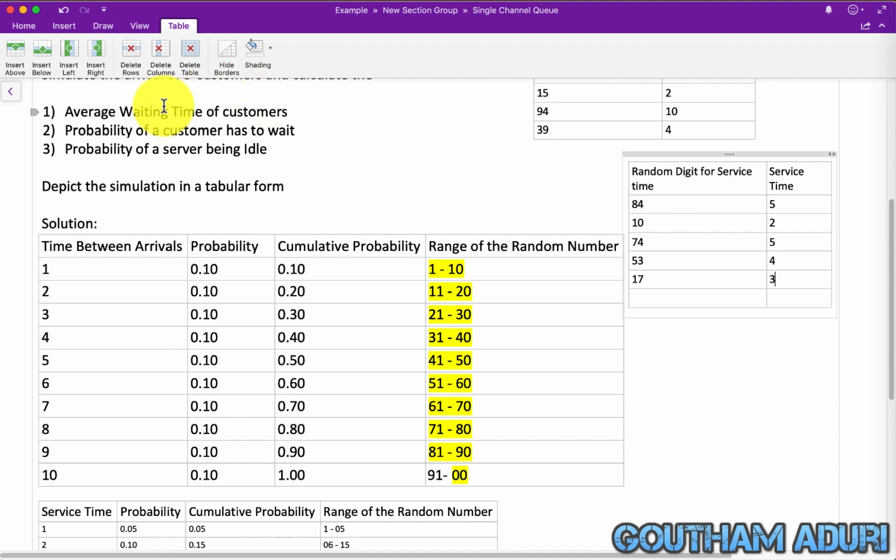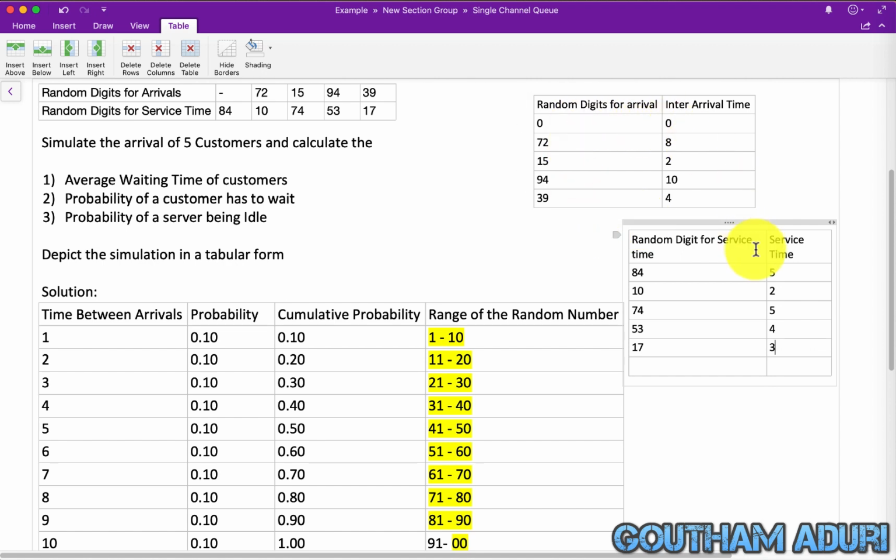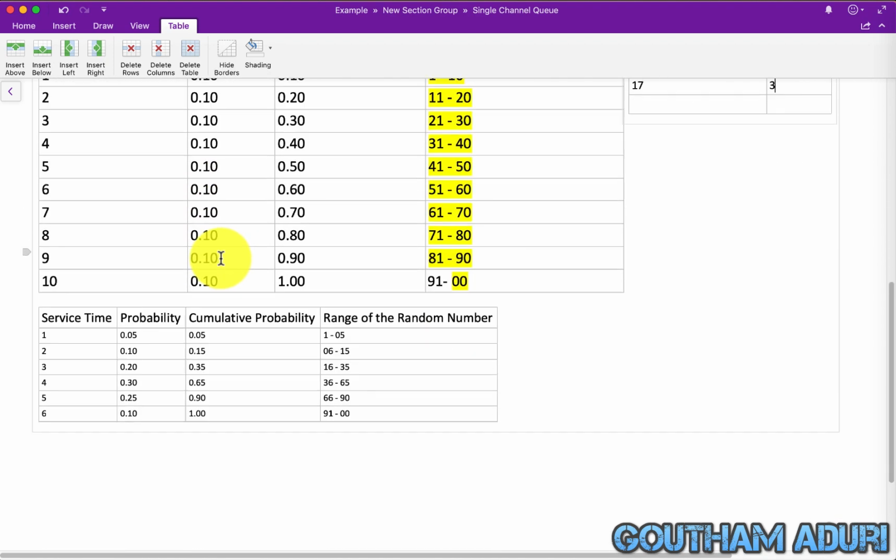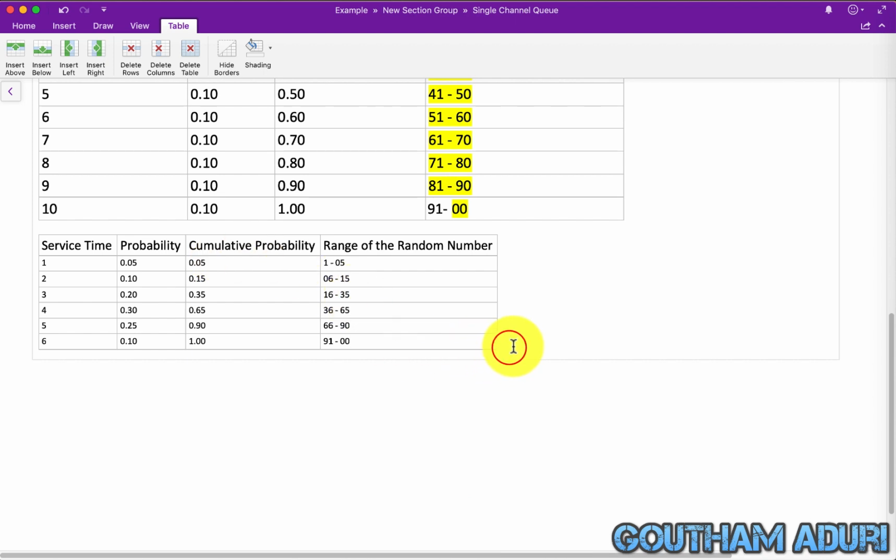So now I have to find the average waiting time of customers, probability of a customer has to wait, and probability of server being idle. Now I have the inter-arrival time and the service time. So from these two, I can get the customers. The number of customers is 5 customers, he's saying in the question. So I have to create one single channel queuing table.